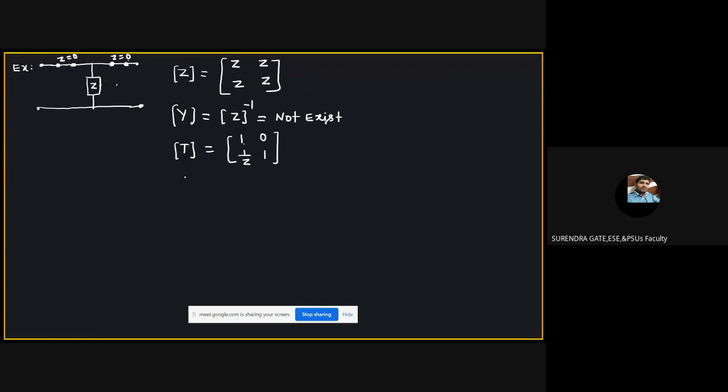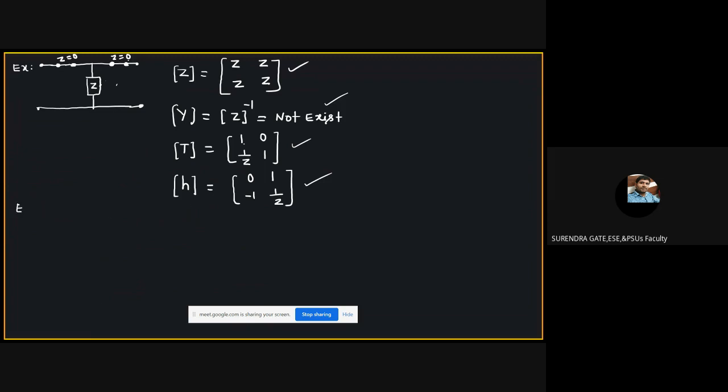Then how to write the H parameters? Mainly concentrate on Z, Y, T, H parameters; T dash and G dash parameters are not required. The H parameters are 0, 1, minus 1, 1 by Z. For this one, the Y parameters do not exist, but we can write the T parameters and the H parameters. Throughout, to solve different models of problems, concentrate on these results directly.